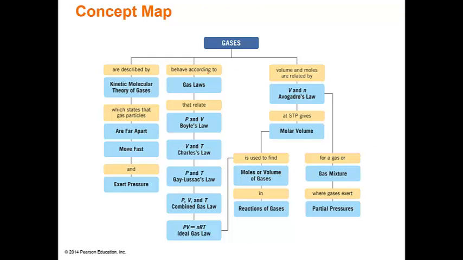So these are the concepts. You should have got all this. We've covered all these. We've got Boyle's law, Charles' law. Boyle's law is the relationship of pressure and volume, Charles' law is volume and temperature, Gay-Lussac's law is pressure and temperature, and the combined gas law is pressure, volume, and temperature. Then the ideal gas law, where pressure times volume equals moles times the constant times temperature. And Avogadro's law we can use to find molar volume, molar mass, gas mixtures, and partial pressures.